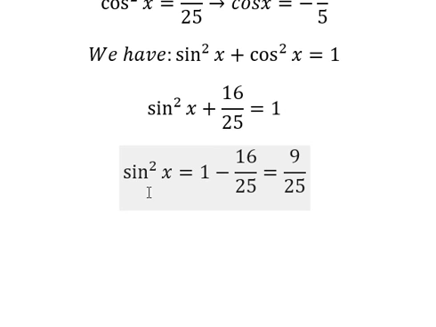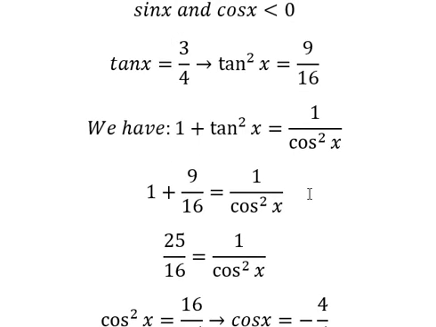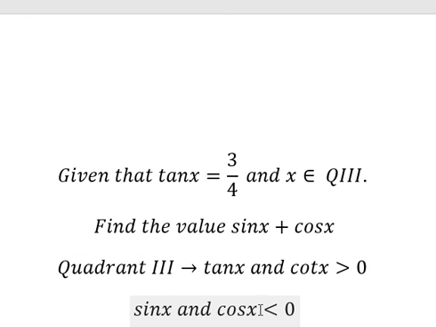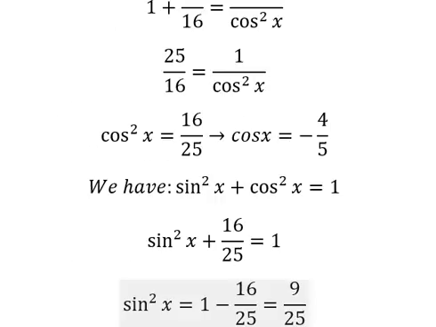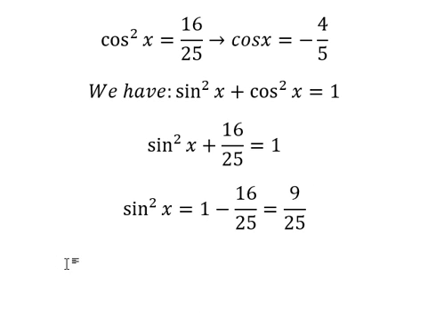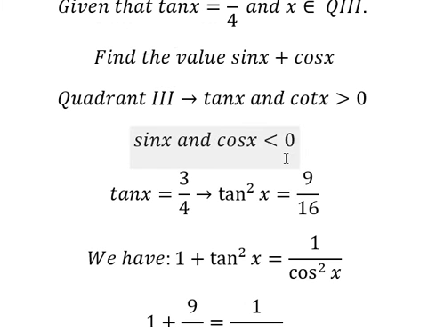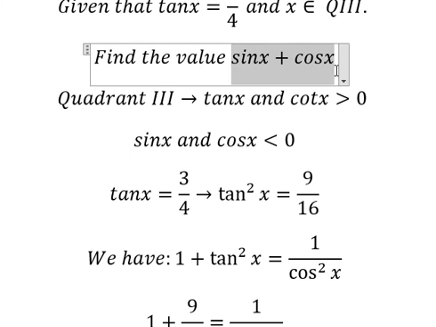Then we take the square root of both sides, and we know that sin x is negative. So in this situation, we have sin x equals negative 3 over 5. Now we want to find the value of this one.